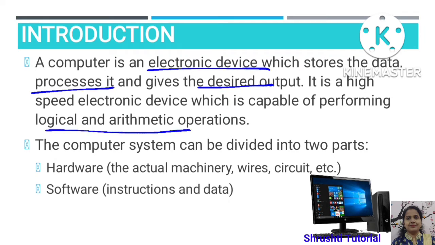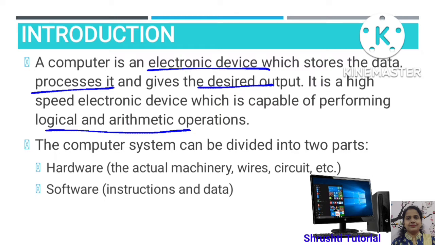Why computer is called an electronic device? We call computer an electronic device because without electricity it will not run. It needs electricity to run, so we can call this an electronic device. We also call this a man-made device. As it is made by man, we call this a man-made device. It stores the data and processes it and gives the desired output.